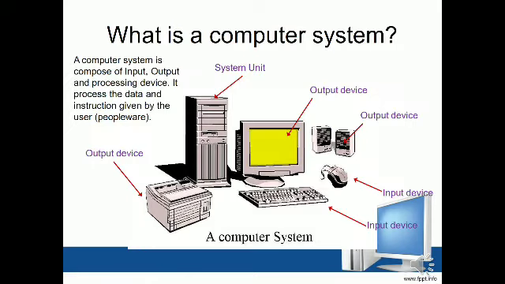What is a computer system? A computer system is composed of input, output, and processing devices. It processes the data and instructions given by the user or peopleware. A computer system is composed of a system unit, output device, and input device: printer, monitor, speaker, mouse, keyboard, system unit, etc.